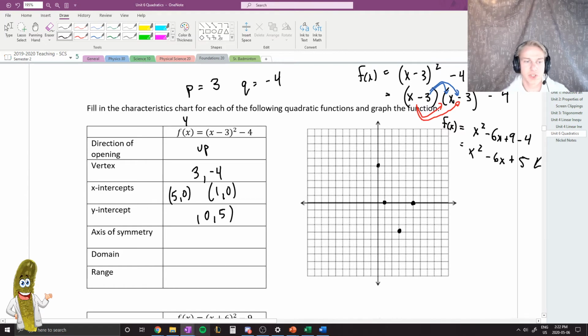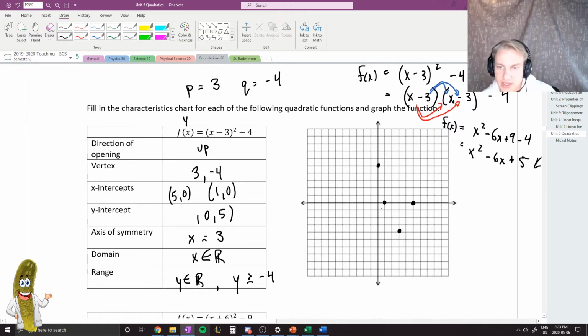My axis of symmetry, we said that this is always x is equal to whatever the vertex was. In this case, it is 3. Domain, we said that that was always the same. It was always x is all real numbers. And then the range, we said that what that will be is always y, dependent on what direction our parabola is opening and where our vertex was. So the other statement here is that y must be greater than or equal to -4 because we are opening in the up direction.